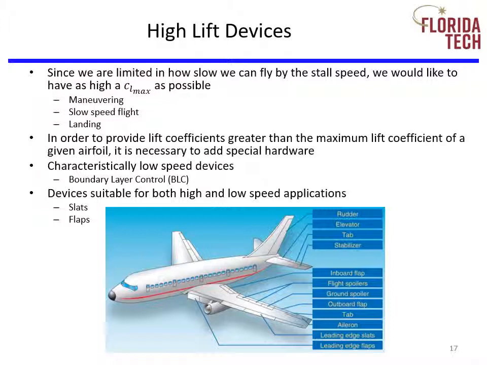Increasing the maximum lift coefficient of a wing can be accomplished by any one or combination of two fundamental methods. The first is to increase the camber of the wing. The second is to delay separation through some means of boundary layer control. In addition, the total lift created by the wing can be further increased by increasing the wing area.